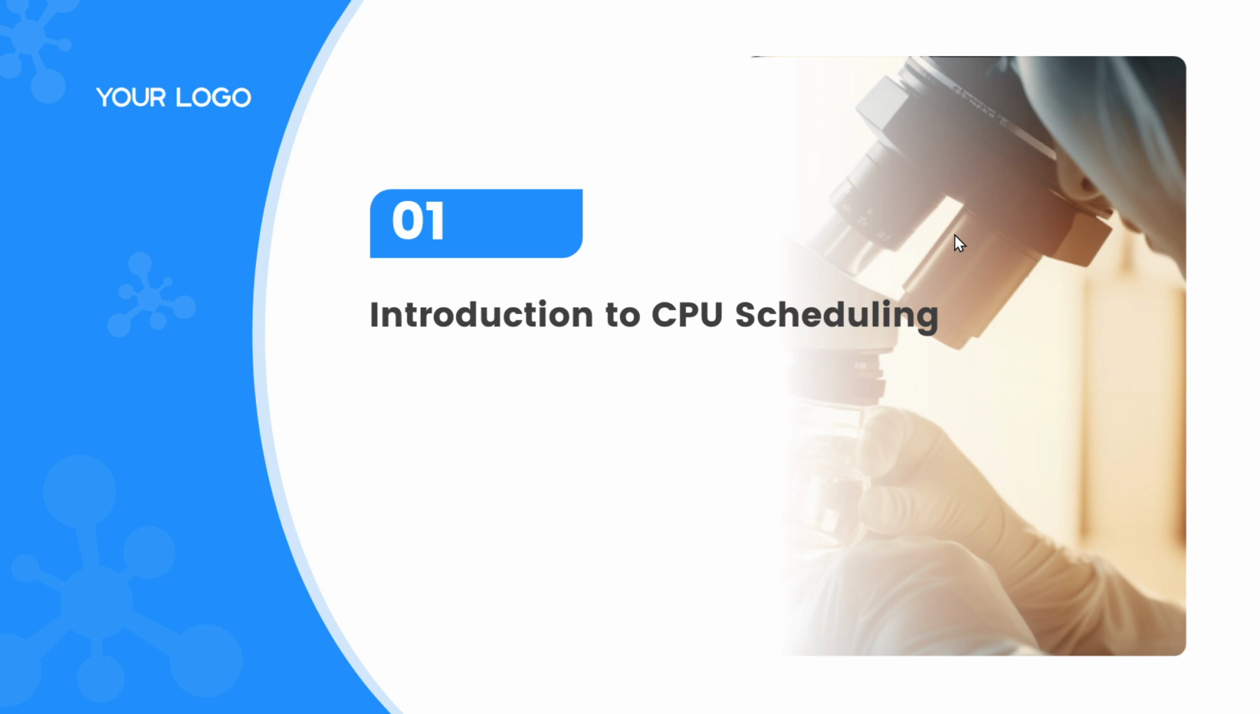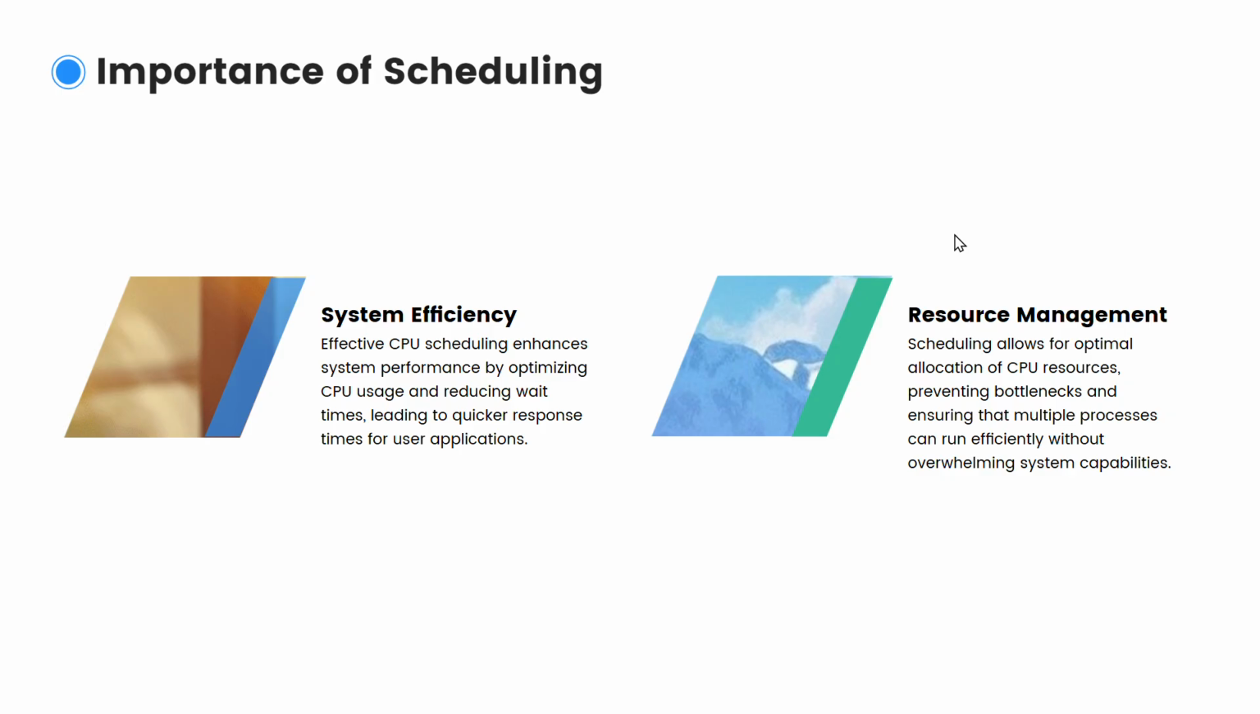Now we are going to see the introduction to CPU scheduling. Importance of scheduling: system efficiency. Effective CPU scheduling enhances system performance by optimizing CPU usage and reducing wait times, leading to quicker response times for user applications. This is system efficiency. And resource management. Scheduling allows for optimal allocation of CPU resources, preventing bottlenecks and ensuring that multiple processes can run efficiently without overwhelming system capabilities.